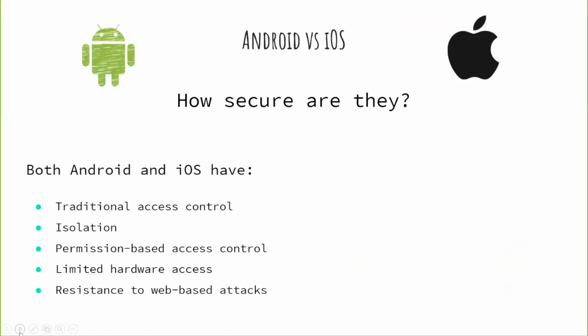Thank you, Anita. When it comes to similarities, both Android and iOS systems have things in common, like traditional access control, such as password and idle time screen locking to protect the device itself, system isolation, and permission-based access control, which grants each application a set of permissions to limit its access to a specific device. Both have limited hardware access and resistance to web-based attacks.